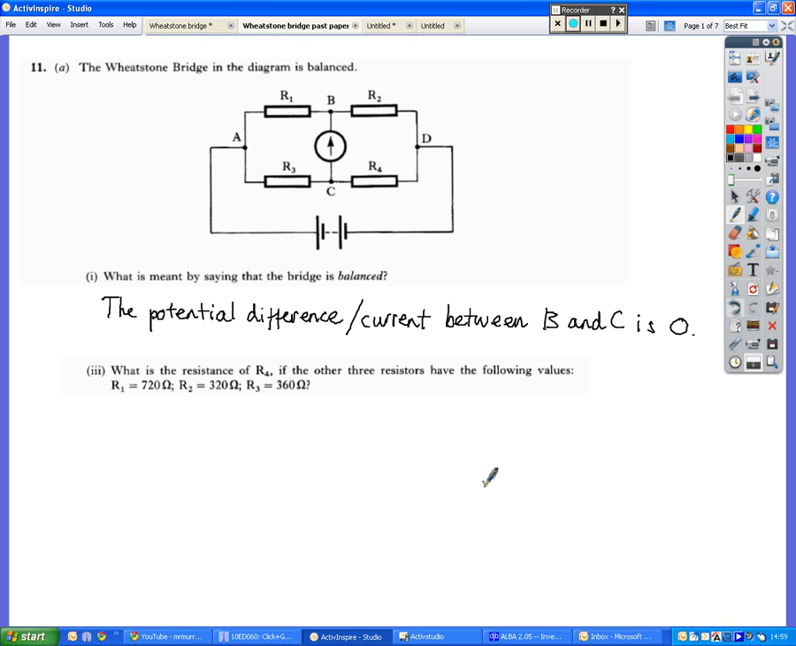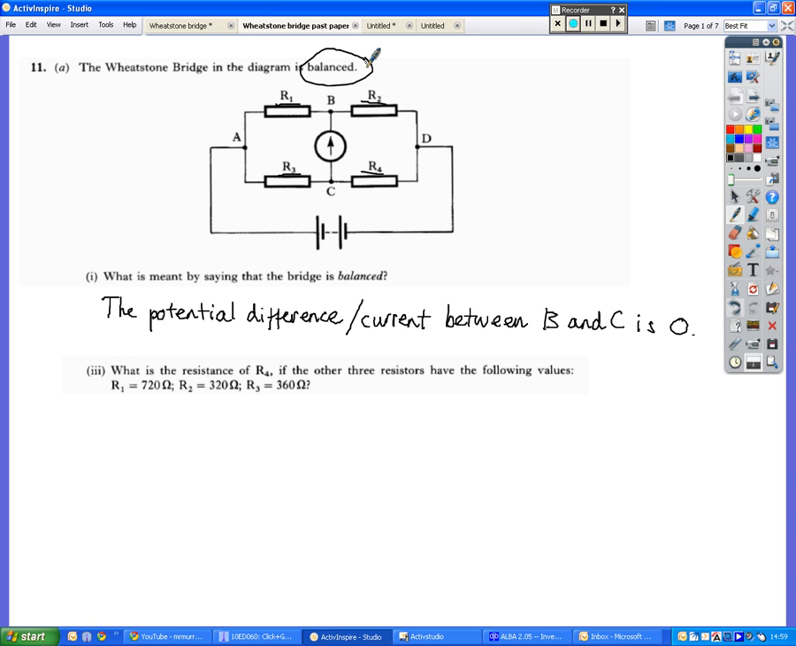Is 0. So this is connected across here. It's been quite helpful to you here because it's given you R1, R2, R3 and R4. That's why I started with this example, because it's not really going to get any easier than this. It's a balanced Wheatstone bridge. It tells you there in the diagram, it says it's balanced.